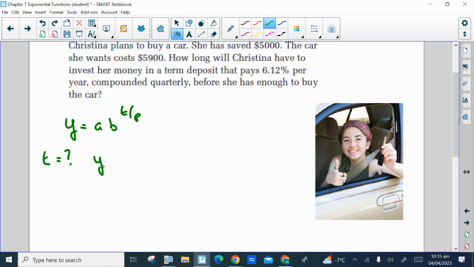We do know that the amount that she has at the end needs to be $5,900. We know that the initial amount that she puts into her term deposit is $5,000. So that is our A value. To find our B value, here's what we have to do.